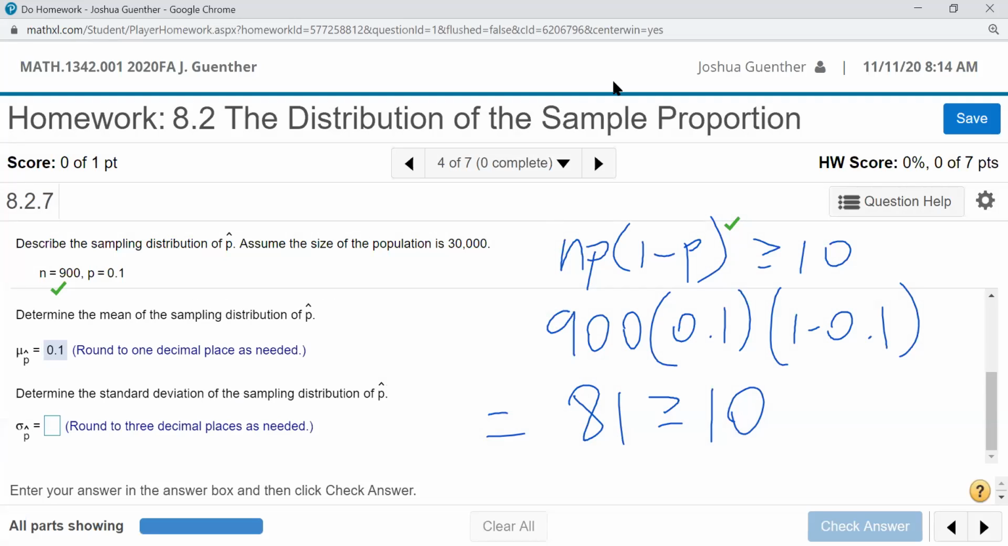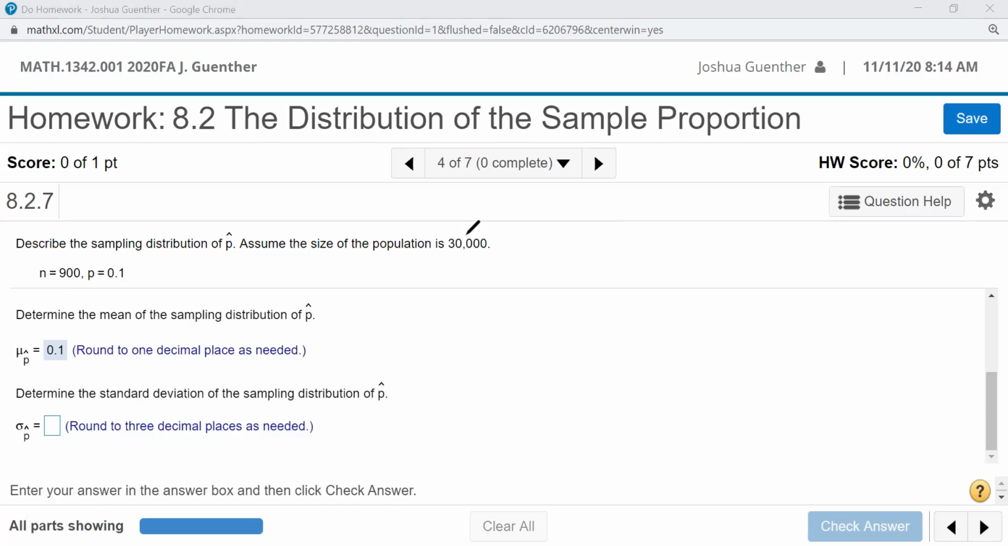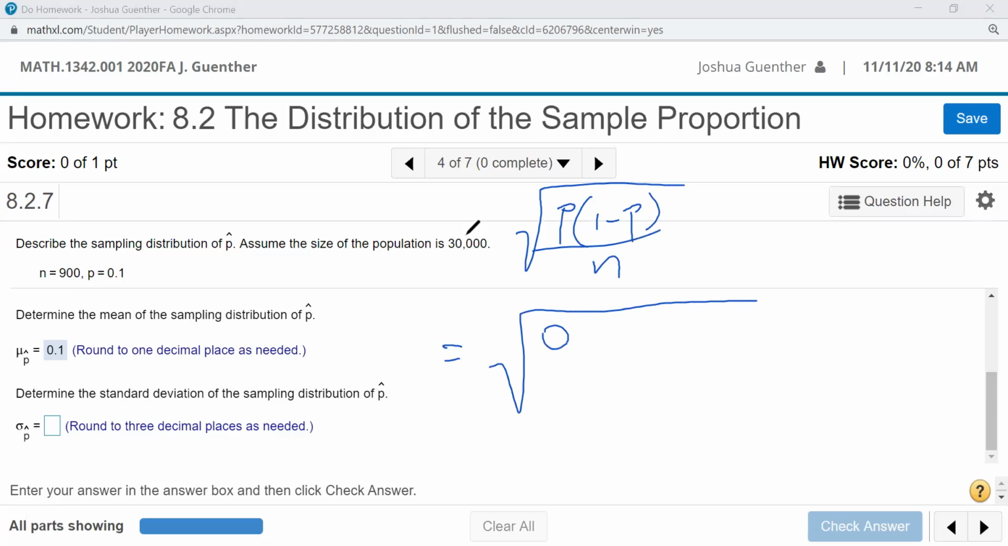Now the standard deviation. Well, let me clear the screen here. The standard deviation is going to be the square root of p times 1 minus p all over n, which is going to be the square root of p is 0.1, 1 minus 0.1 gets multiplied to that, all divided by 900.